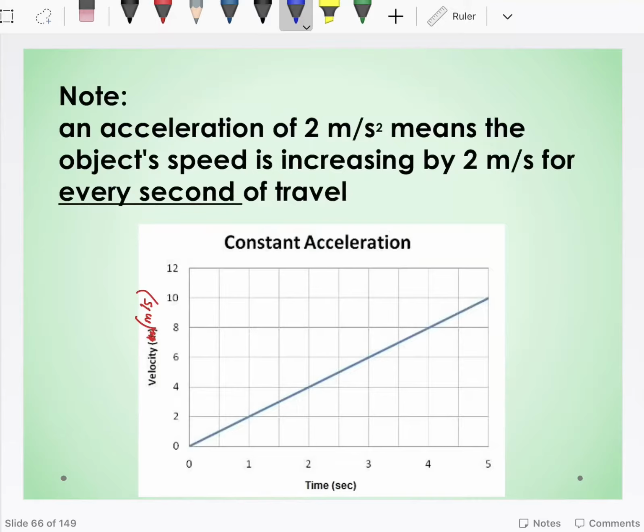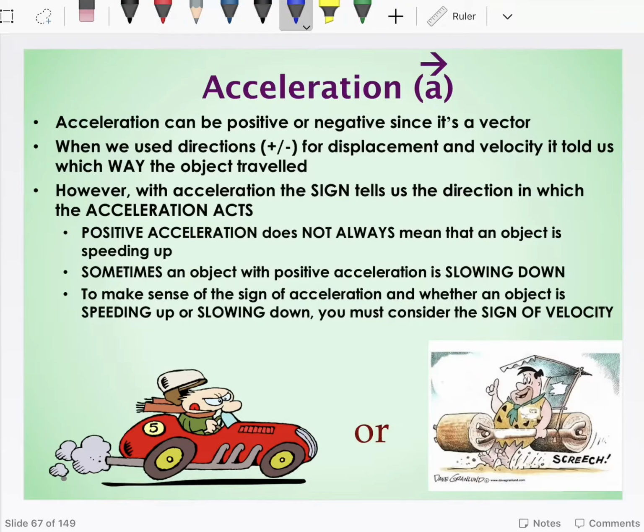Now, in terms of understanding acceleration, if I were to look at what that means, acceleration is velocity over time. So velocity on the y-axis, time on the x. Now, really what's happening here is if I look at each second, the person's speed is increasing at a rate of 2 meters per second each second. Okay, so they're going 2 meters per second faster every second. All right, that's what the meters per second squared means.